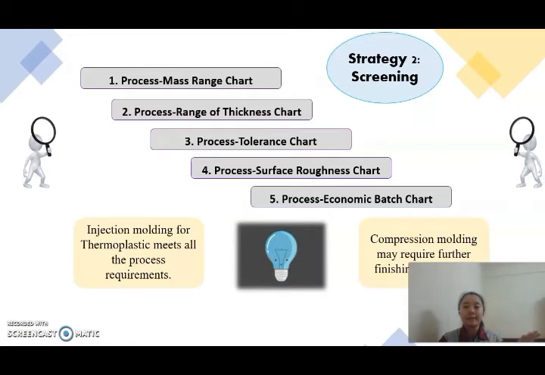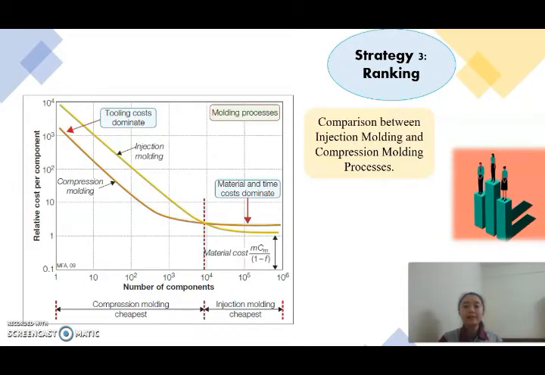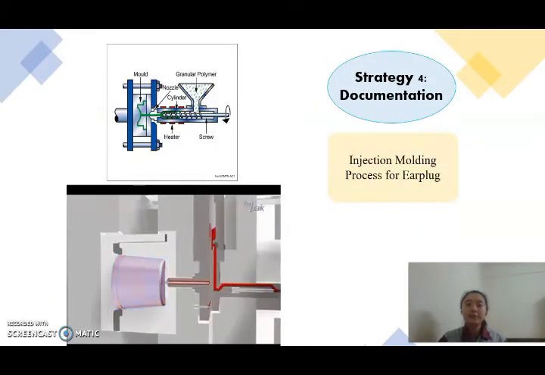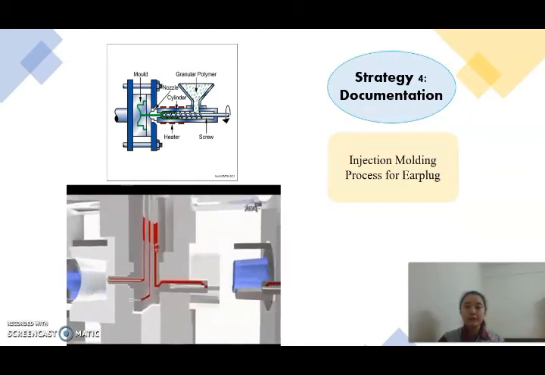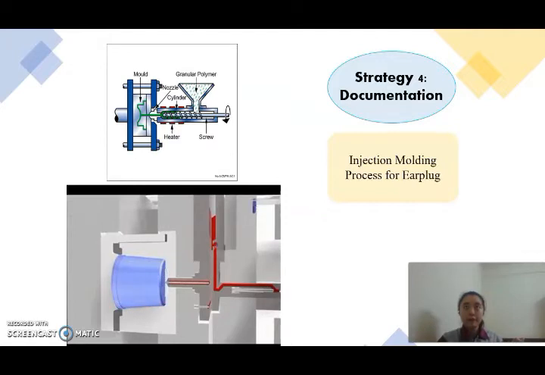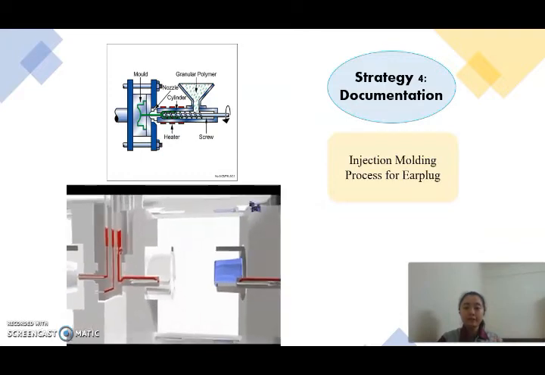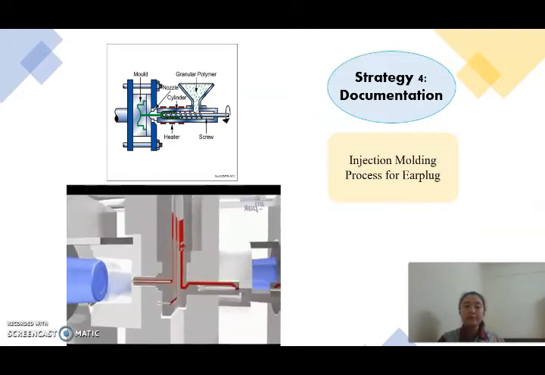Strategy 3, ranking, is done by examining the cost model. As we can see here, compression molding is less expensive compared to injection molding, but injection molding can be done in multiple units in one shot, and these two curves intersect at this point, 10,000 units. Thus, injection molding is selected. Strategy 4, documentation. The injection molding process for an earplug is done by a reciprocating screw machine. This machine will help the polymer granules to be fed into multiple cavities, and then the polymer is solidified under pressure and the components of an earplug are then ejected.